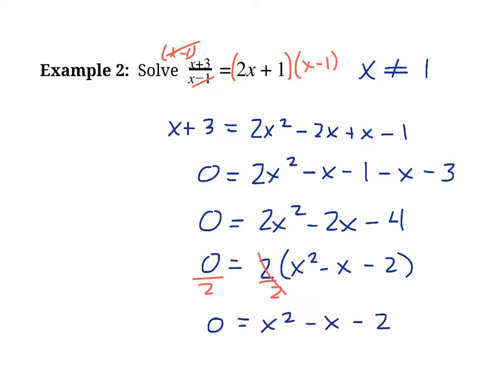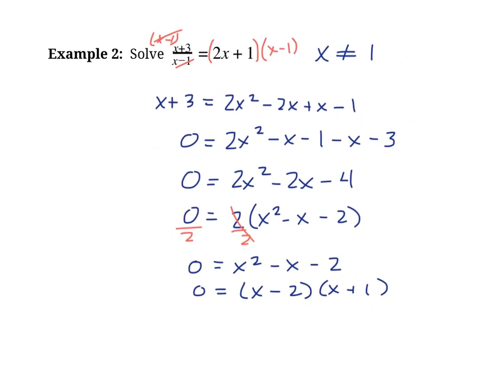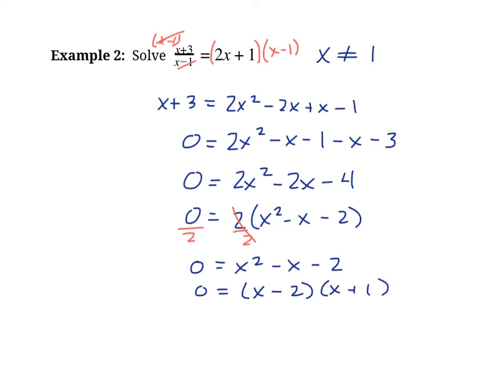And can we factor this? Two numbers that multiply to give us negative 2 and add to give us negative 1. Yep, the answer should be x minus 2, x plus 1. And that equals 0. So from this, what are our solutions? Don't get to this factoring part and then forget to actually find the solutions. The solution from here is that x can equal 2. The solution from here is that x can equal negative 1.